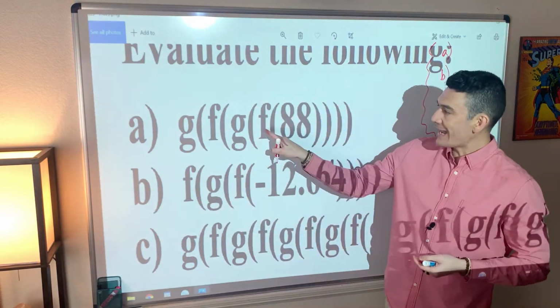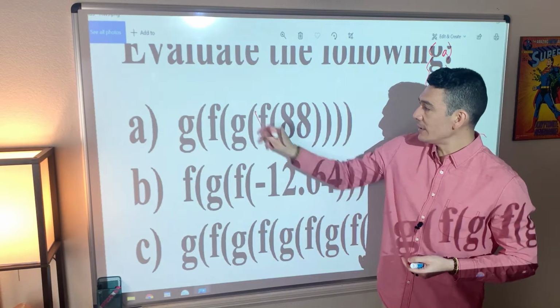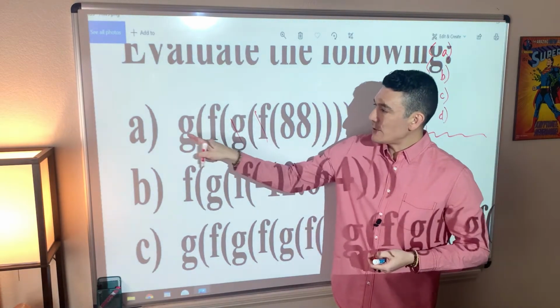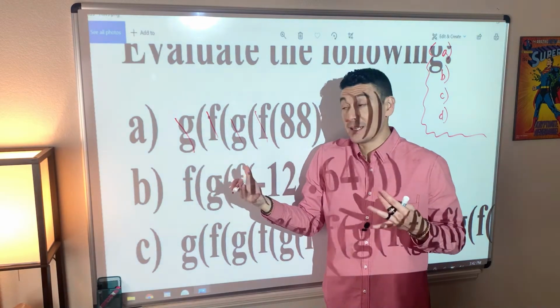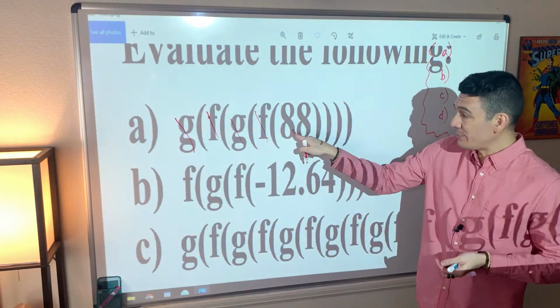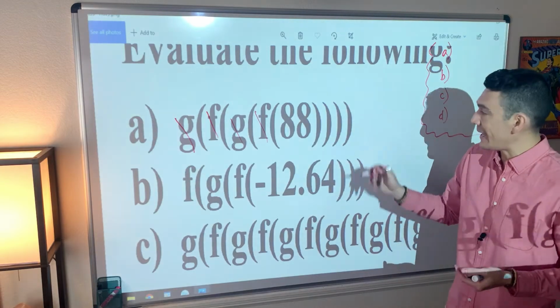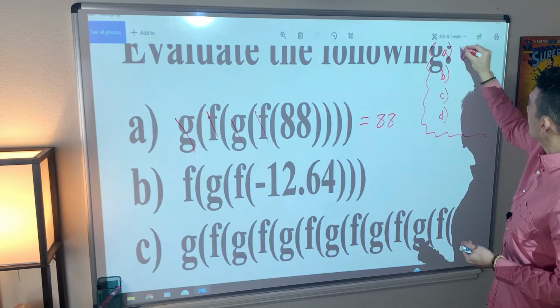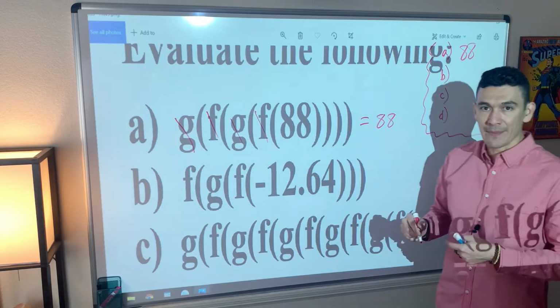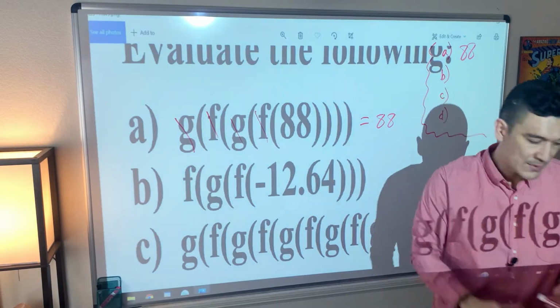So you know that f and g are essentially going to knock out, and f and g are going to knock out. There are no other functions left to deal with. So the original input 88 is going to stay 88. So that's how we get 88 for part A. I got my answer key going up there. How about part B? Let me zoom out a little bit.